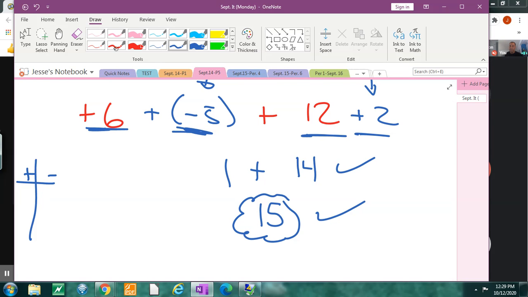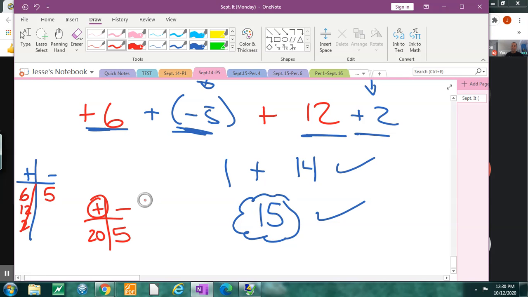Here we go. 6, -5, 12, 2. So when you add all these, 6, 12, and 2, you're going to get 20. No, 6, 7, 8. Yeah, 20. So now what's your answer? Yes, positive by how many? 15, because you're going to subtract.